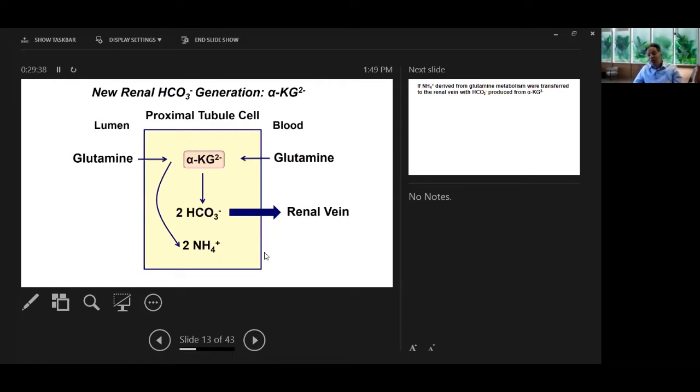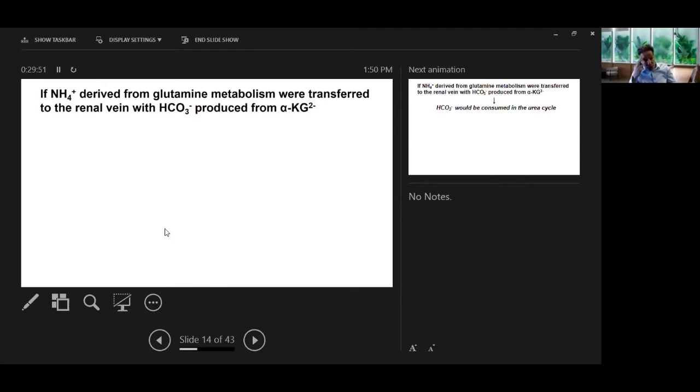Now, the important point is that in this reaction that generates new bicarbonate, we also make ammonium ions. Now, why is that important? Next slide. The reason it's important is if the ammonium that was derived from this glutamine metabolism were also transferred to the renal vein with the bicarbonate. Next, press again.